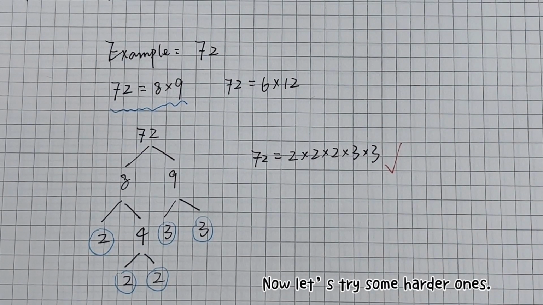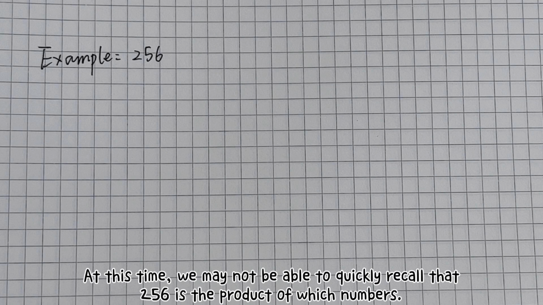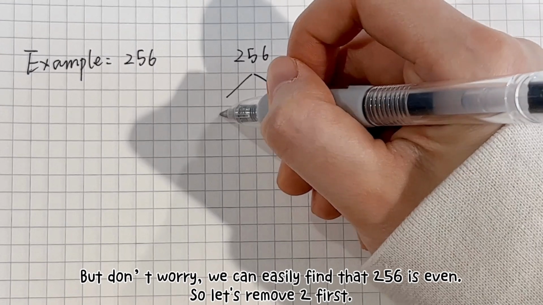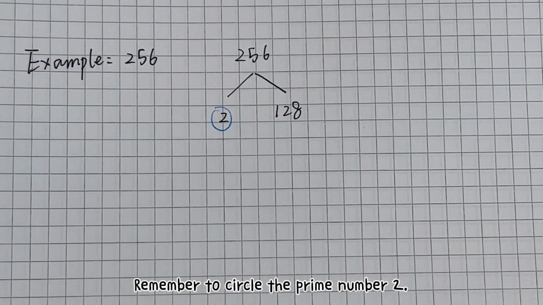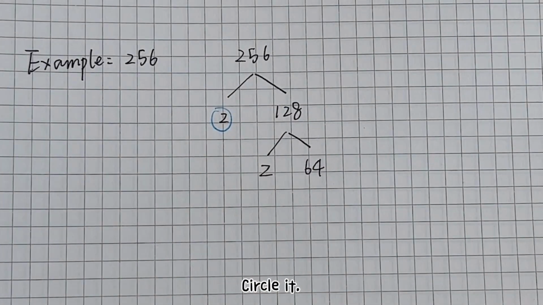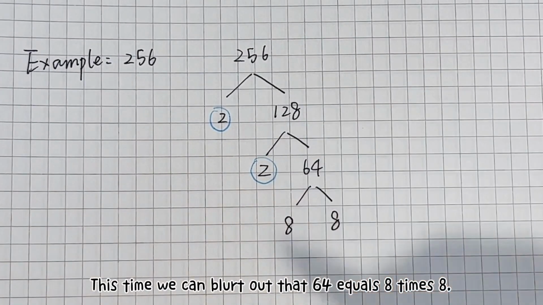Now, let's try some harder ones. Example 2. Express 256 as a product of its prime factors. At this time, we may not be able to quickly recall that 256 is the product of which numbers. But don't worry, we can easily find that 256 is even. So let's remove 2 first. Remember to circle the prime number 2. 128 is also even. We can remove 2 again. Circle it.